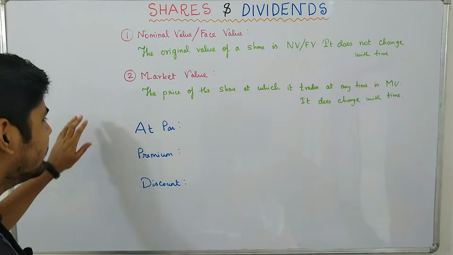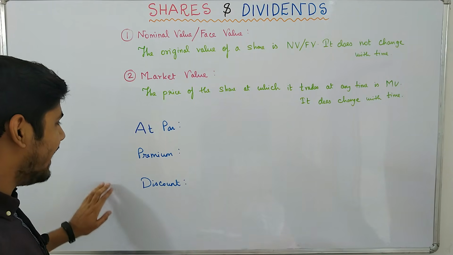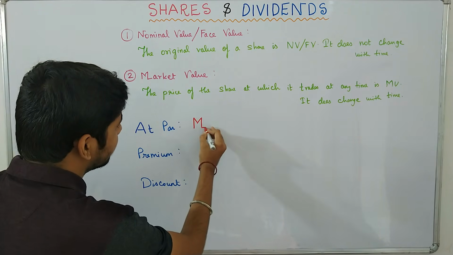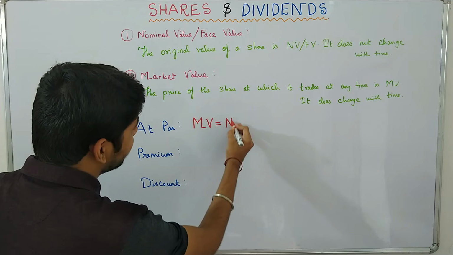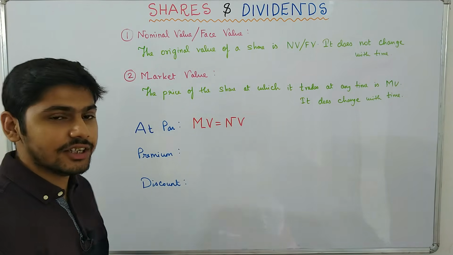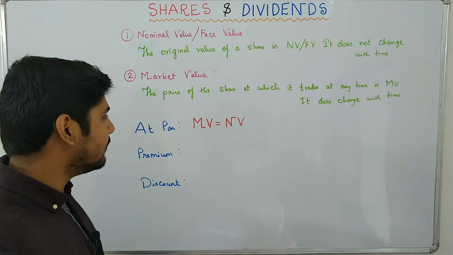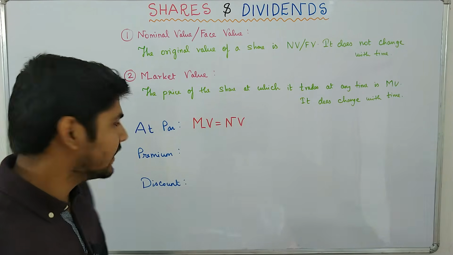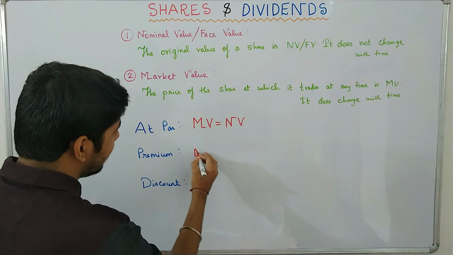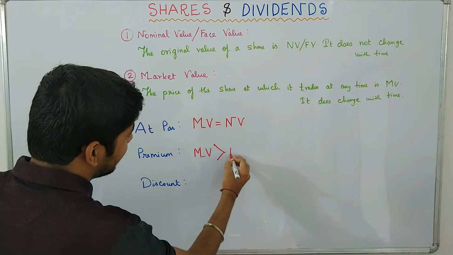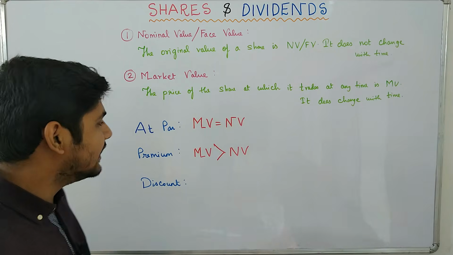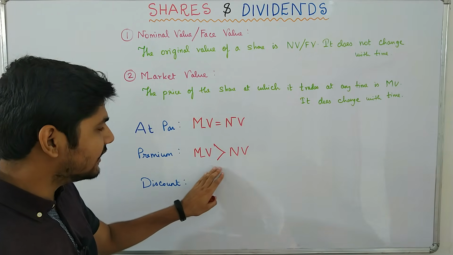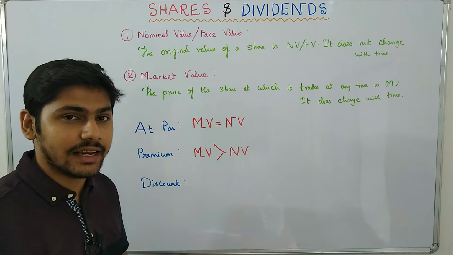Then we have 3 things: at par, premium and discount. First of all, what is at par? When the market value of a share is equal to the nominal value of a share, we say that the share is selling at par. Then we have premium. When the market value of a share is greater than the nominal value of the share, we say that the share is selling at a premium.